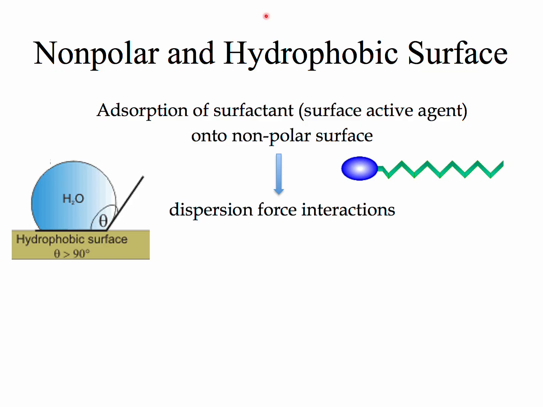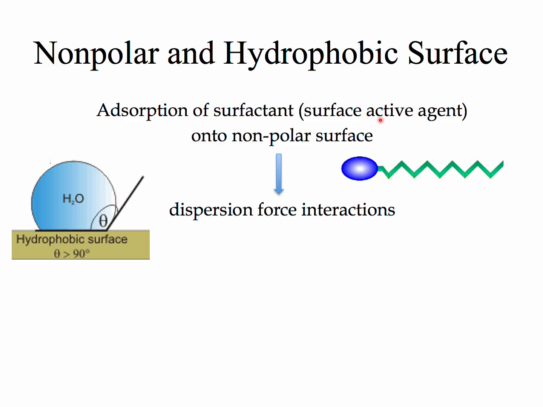So let's go back to non-polar or hydrophobic surfaces. This type of surface does not interact well with water and is therefore described as water hating. If you look at the diagram, you can see that the water droplet forms a large contact angle, greater than 90 degrees. This indicates that the liquid does not spread easily on the surface, which is a characteristic of hydrophobic materials.